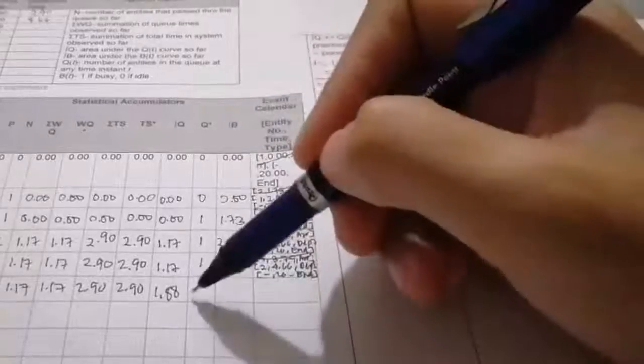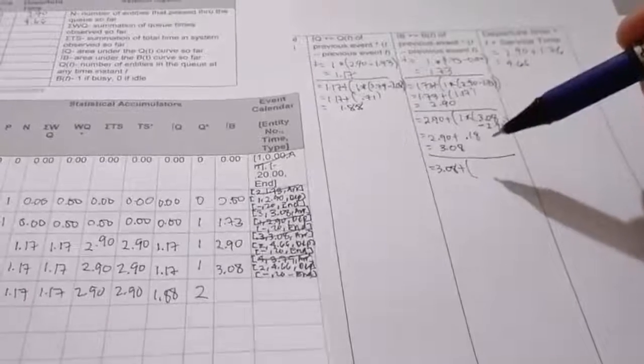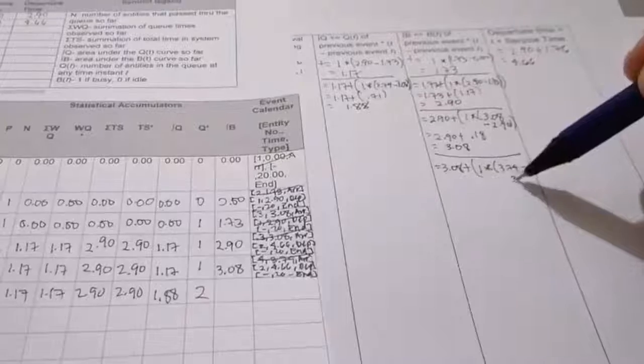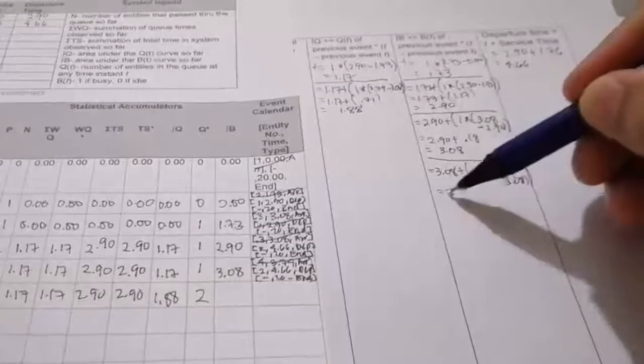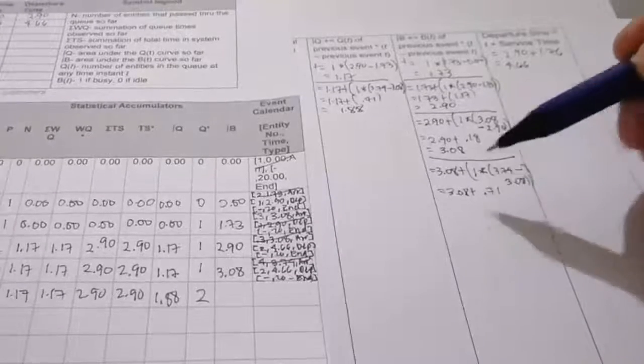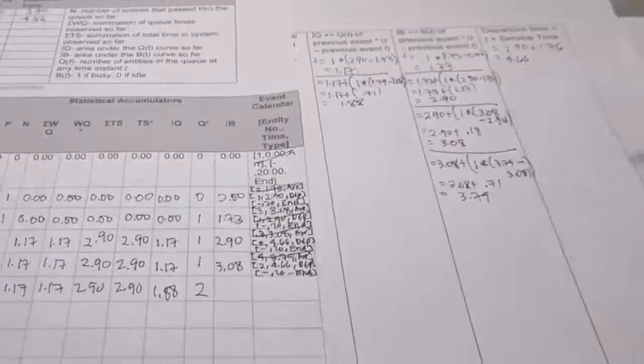Okay. Now, maximum Q is dalawa na. So, 2. And then, area of B, let's update, was 3.08. Dating value plus the new value. BT of previous event is 1 times current time 3.79 minus previous time 3.08 equals 3.08 plus 0.71 times 1 is 0.71 still. So, the new value is 3.79. 3.79. Update the event calendar.